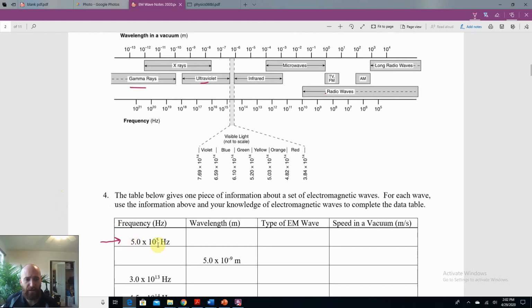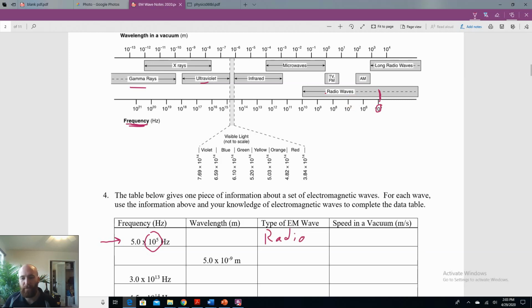So for starters, 5 times 10 to the 5th hertz, I'm looking at down here, this frequency. Okay, so I'm going to do the type of wave first, just because you don't have to do any math for that. It'll be good. The type of wave, alright, 5 times 10 to the 5th. So what we're going to do is look for times 10 to the 5th somewhere here, which I think is right here. And it looks like that is a radio wave. So for your type of wave, I'm just looking for you to write radio. And that's it, that's good.